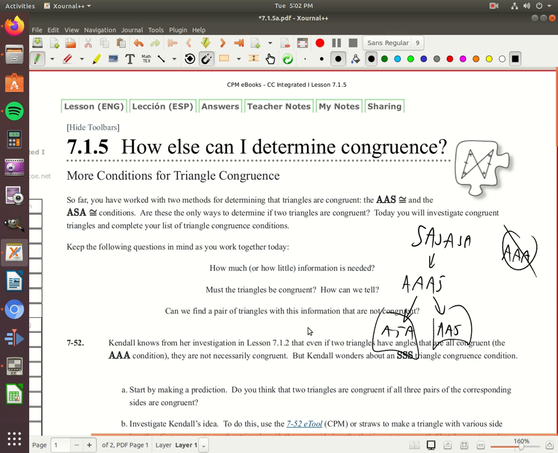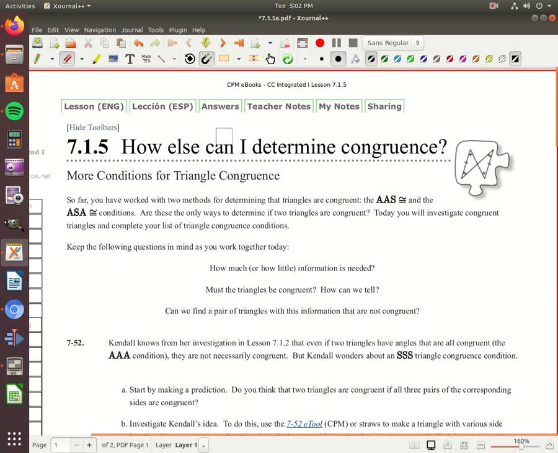And we're gonna look at some other conditions to see if they work, like side, side, side, and some other stuff. So long story short, that's where we're beginning this section, and we're gonna try more conditions to see what we can come up with.